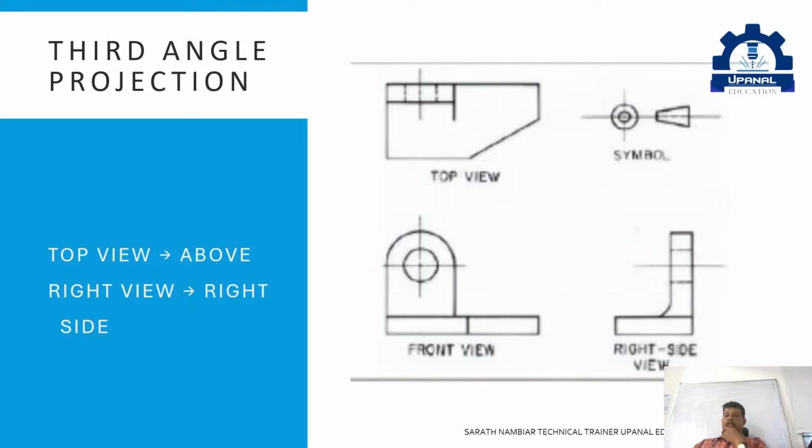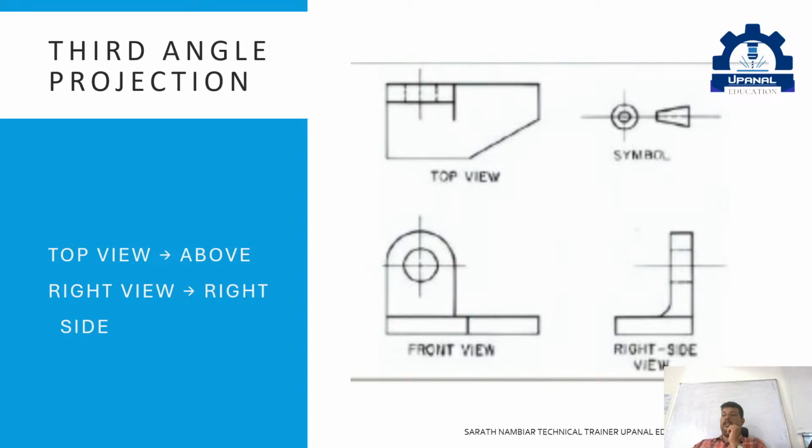Next is the third angle projection. So let's look at the third angle projection. This one feels more natural. Here the top view is placed above the front view, and the right view is placed on the right side. So whatever you see matches what your brain expects. That's why beginners usually feel more comfortable with this system.